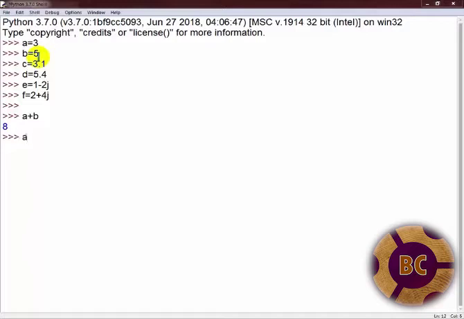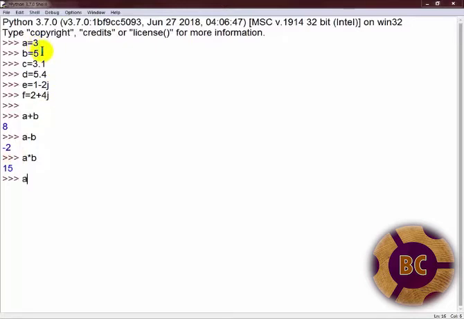For example, subtraction. A minus B. The result is -2. 3 minus 5 gives us -2. For example, A multiplied by B, the result is 15. 3 multiplied by 5 gives us 15.